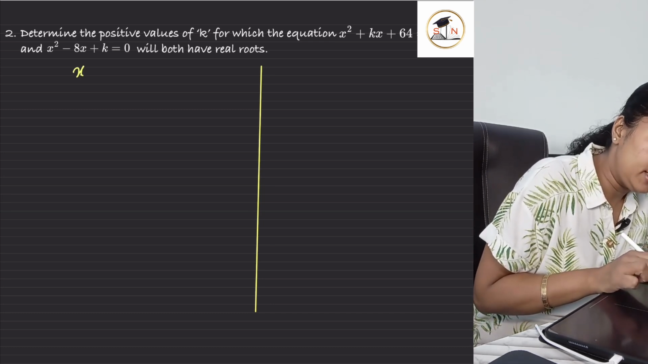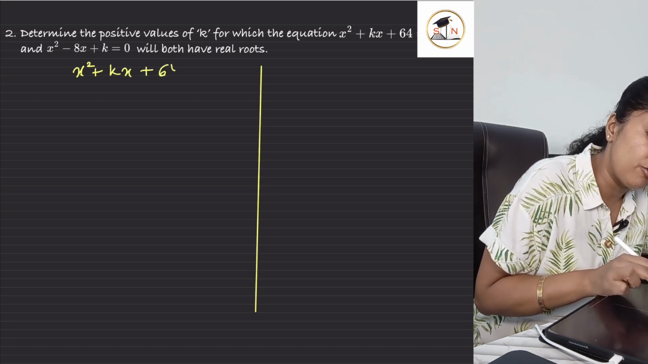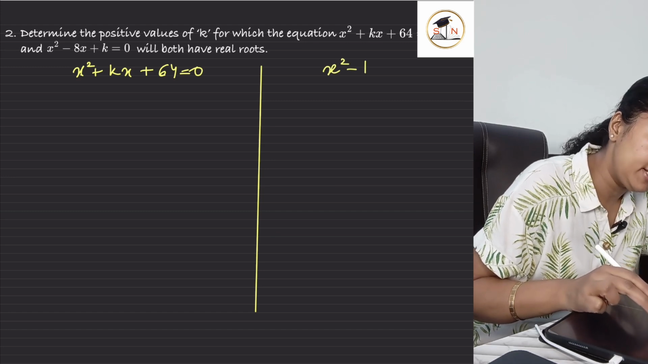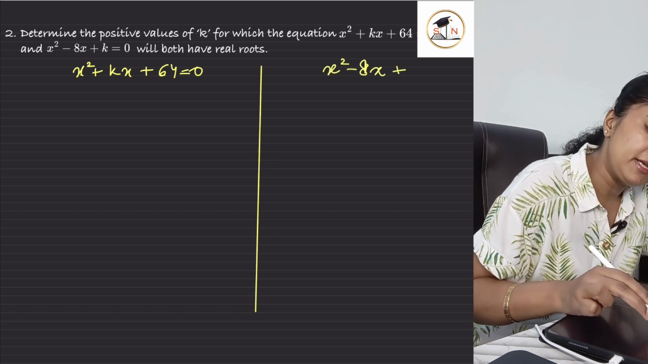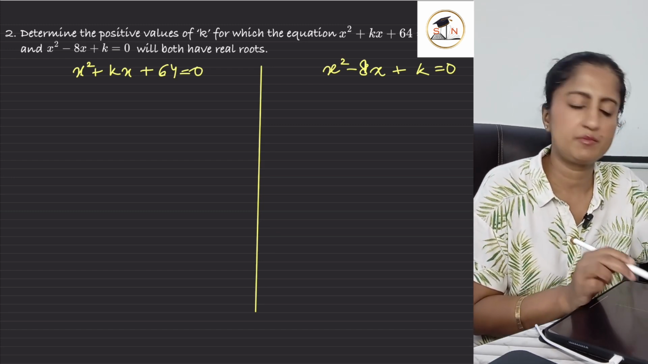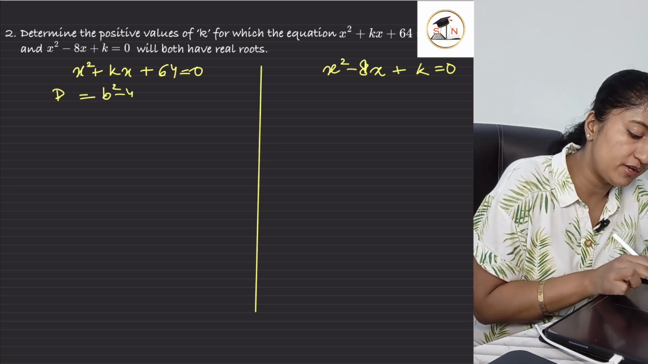On the left, I'm writing the first equation, x square plus kx plus 64 equals 0. And on the right, x square minus 8x plus k equals 0, right? We have to find two discriminants. So, D is always b square minus 4ac.